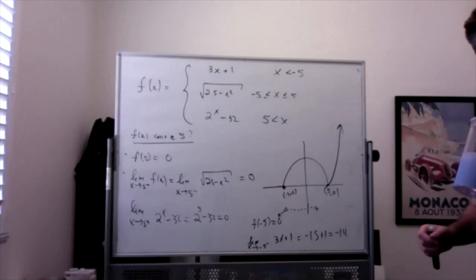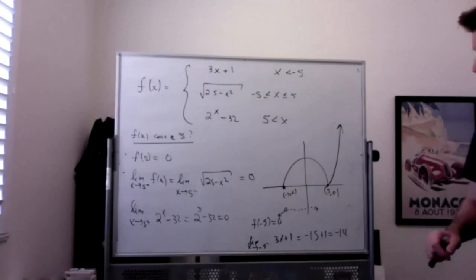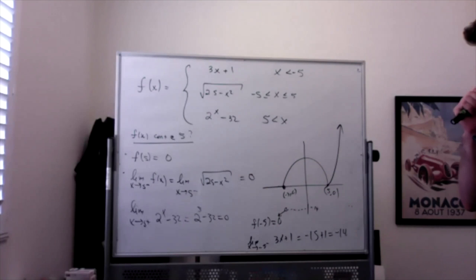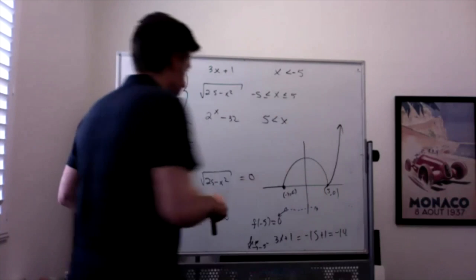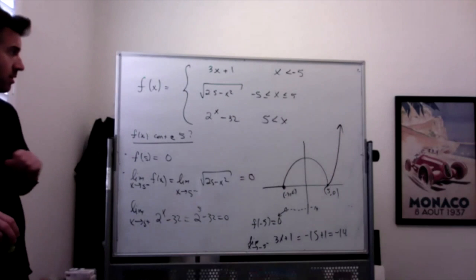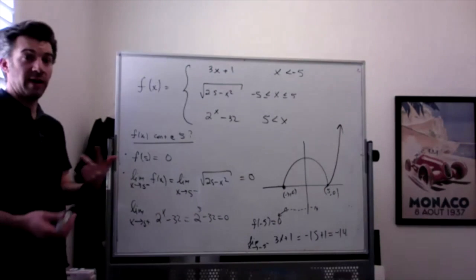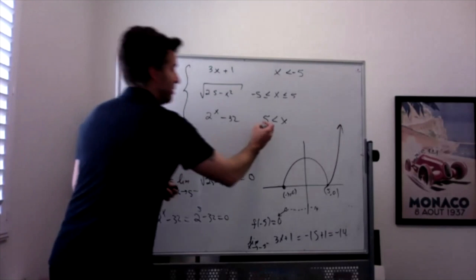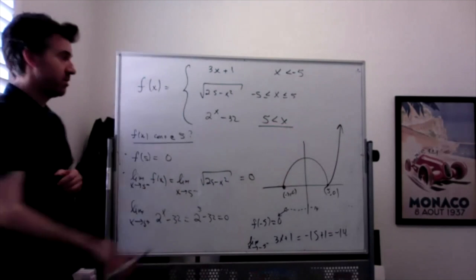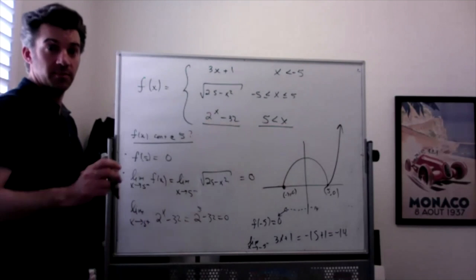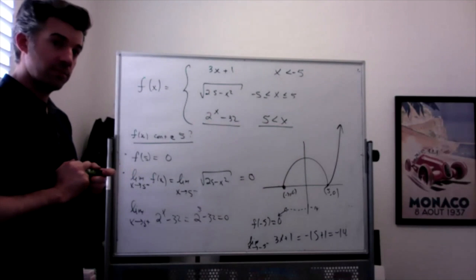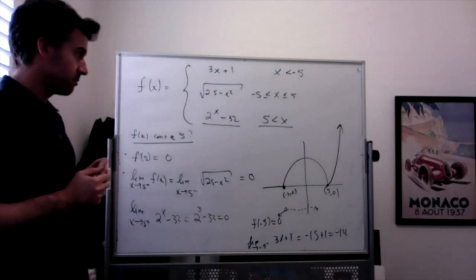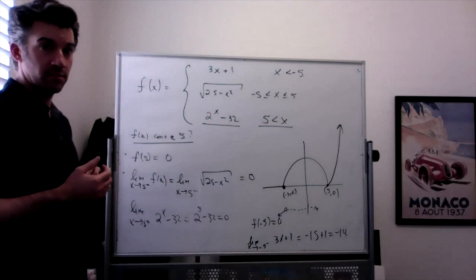Wait, why do we use the equation 2 to the x minus 32 when we're evaluating as x approaches 5 from the right? Well, because we're approaching 5 from the right, so we are bigger than 5, and that's this. But isn't it, if it's a less than and not equal to, it doesn't include the 5?